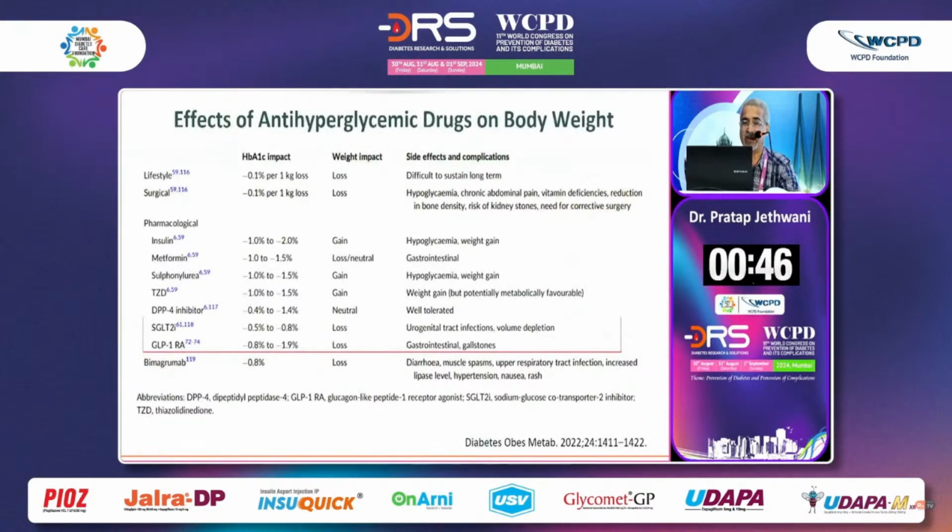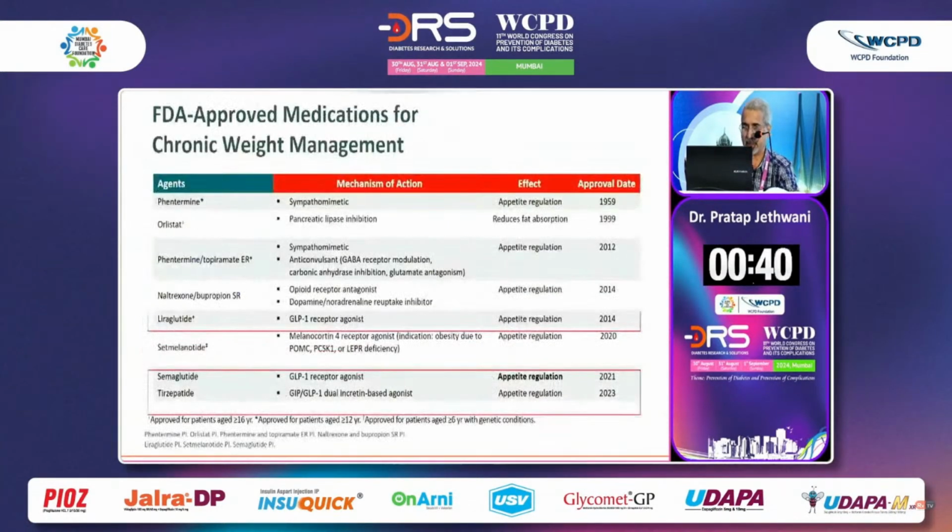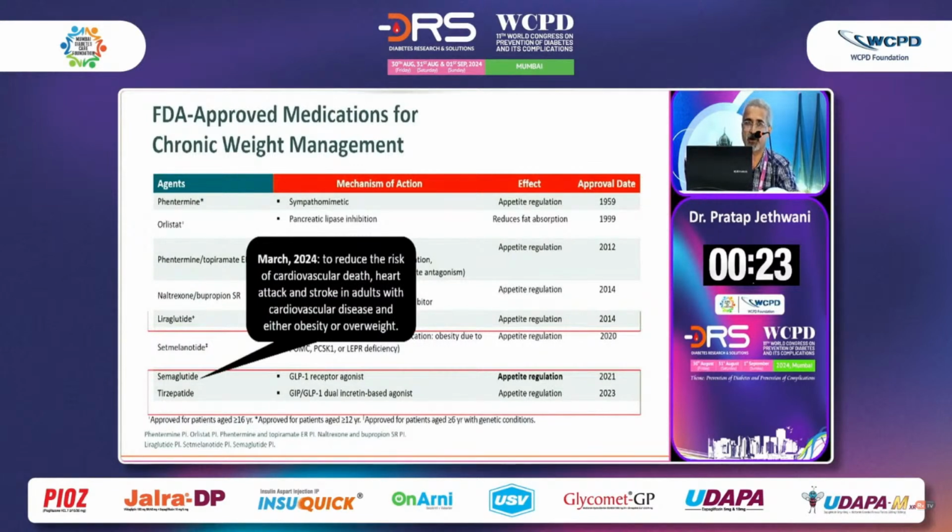These are the anti-diabetic agents, SGLT2 and GLP-1, which have got beneficial weight loss on top of HbA1c reduction. And nowadays we have got GLP-1 based therapies which provide excellent weight loss as well as impact on satiety and gastric emptying, thereby having an important role in appetite regulation also. So liraglutide, semaglutide, tirzepatide. I think semaglutide recently has also shown benefits on cardiovascular outcomes in people who are having either obesity or overweight.